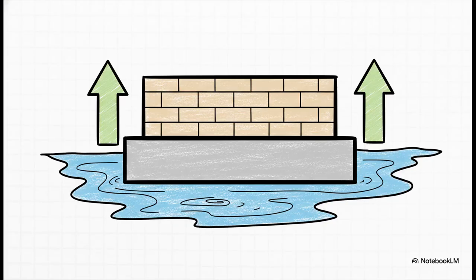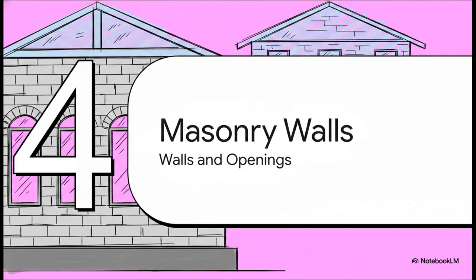Okay, moving upward, we hit the plinth. This acts as a sort of protective pedestal. It raises the building up and literally blocks rising moisture using what we call a damp-proof course, or DPC. The plinth is really your building's frontline defense against the ground itself. It elevates the living space above potential flood levels and keeps all that masonry wall above it nice, dry, and secure. All right, on to Part 4, masonry walls and openings.